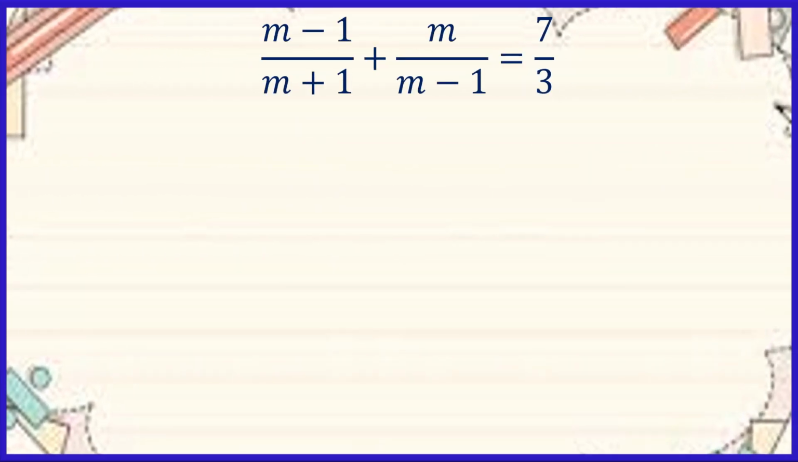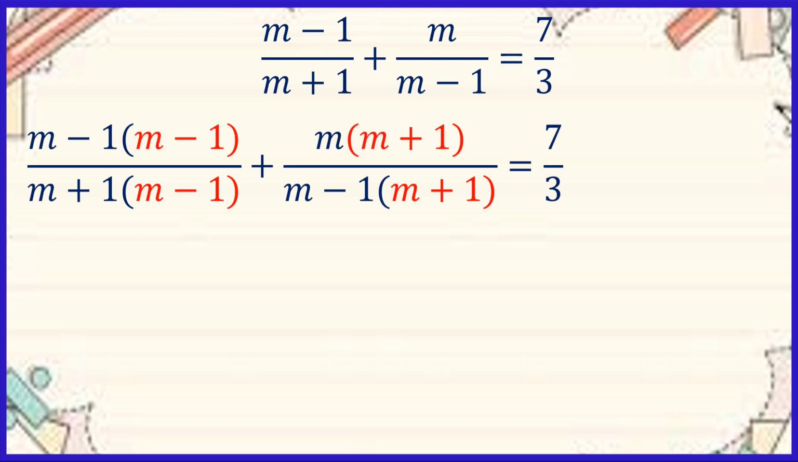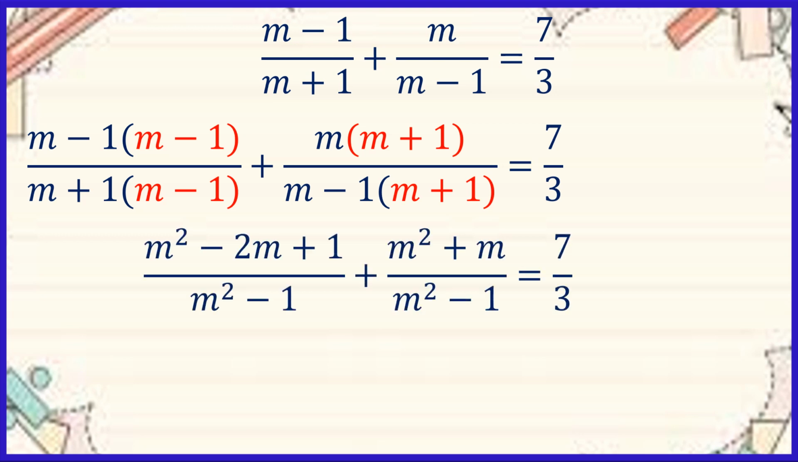Now let us have (m minus 1) over (m plus 1) plus m over (m minus 1) is equal to 7 over 3. So in here, we are going to multiply (m minus 1) over (m plus 1) by (m minus 1) over (m minus 1). And then we are going to multiply m over (m minus 1) by (m plus 1) over (m plus 1). So we get (m squared minus 2m plus 1) over (m squared minus 1) plus (m squared plus m) over (m squared minus 1) is equal to 7 over 3.